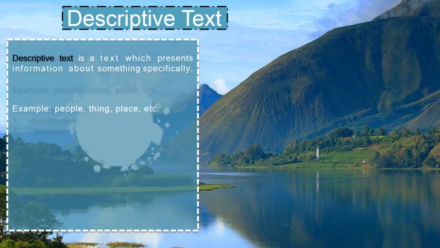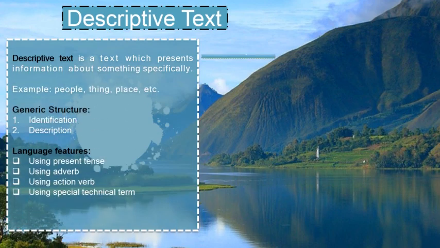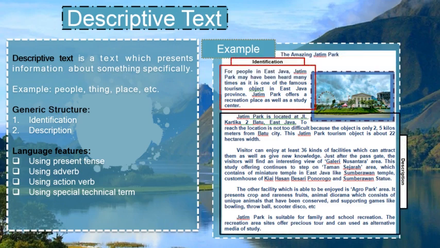Hello, I'm Fitri Ansani. I will explain descriptive text and recount text. Descriptive text is a text which presents information about something specifically. Example: people, things, places, etc.